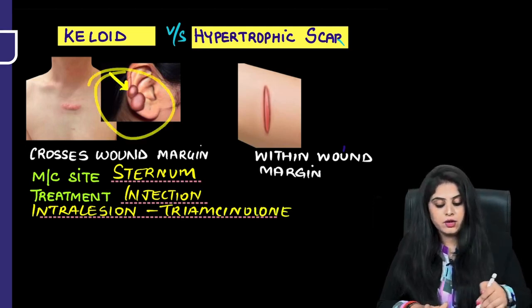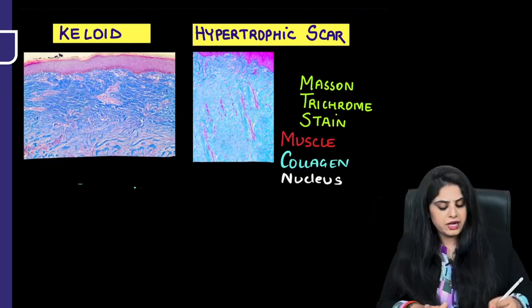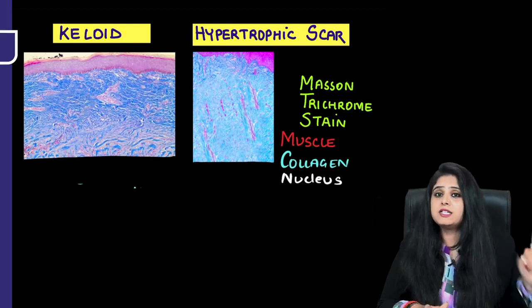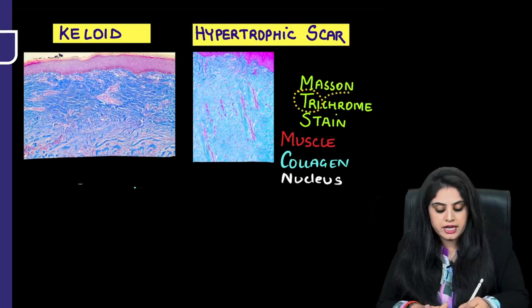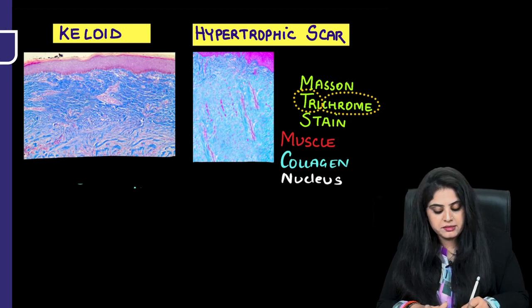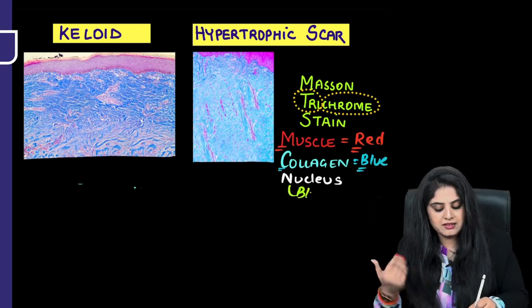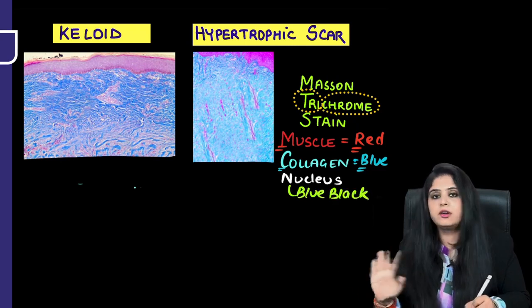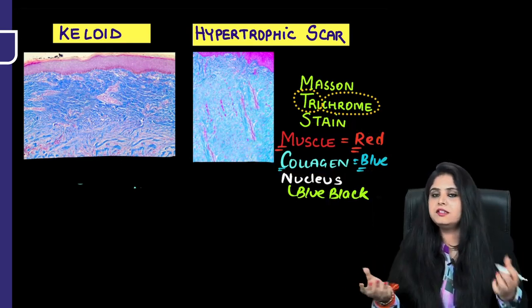If you wanted to see keloid and hypertrophic scar under the microscope, what stain will you use? You will use Masson trichrome, not Masson Fontana. Masson Fontana was for melanin. Masson trichrome, tricolor, 3 colors is what you're going to see. So what are the 3 colors? Muscle gets a red color. Collagen gets a blue color. The nucleus gets a blue-black color. I don't want you to learn the nucleus. Nucleus is not important. What you have to learn is Masson trichrome helps me differentiate collagen versus muscle. One is red, one is blue.